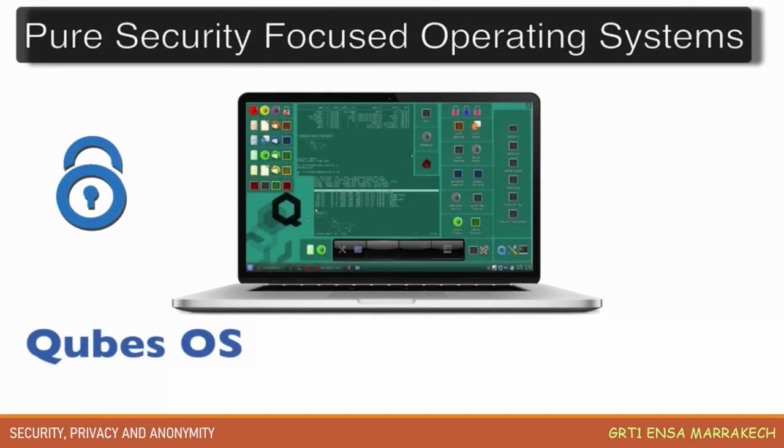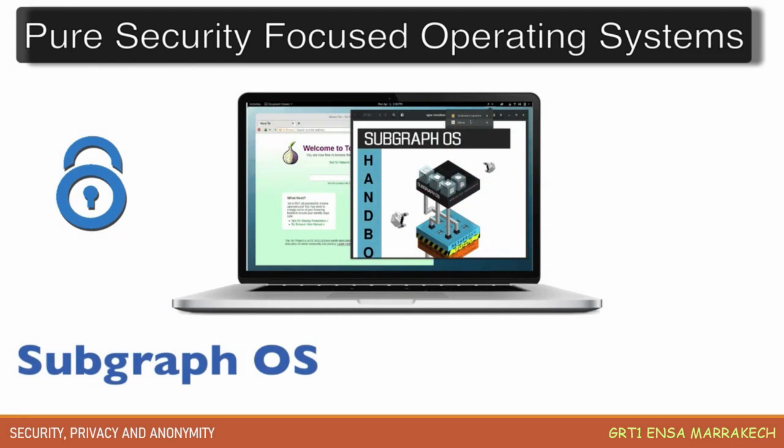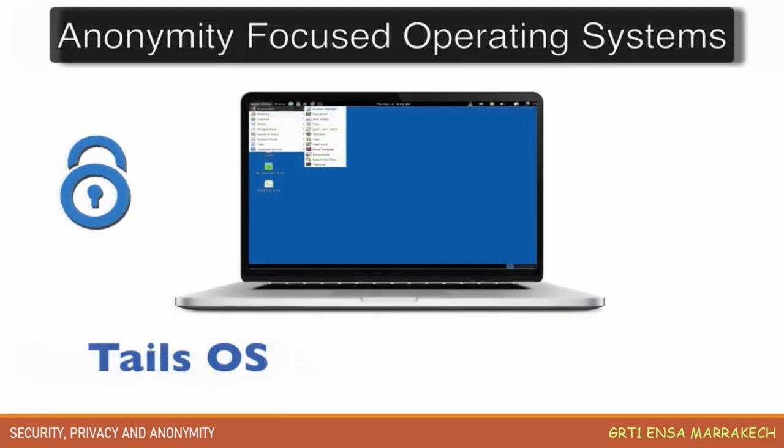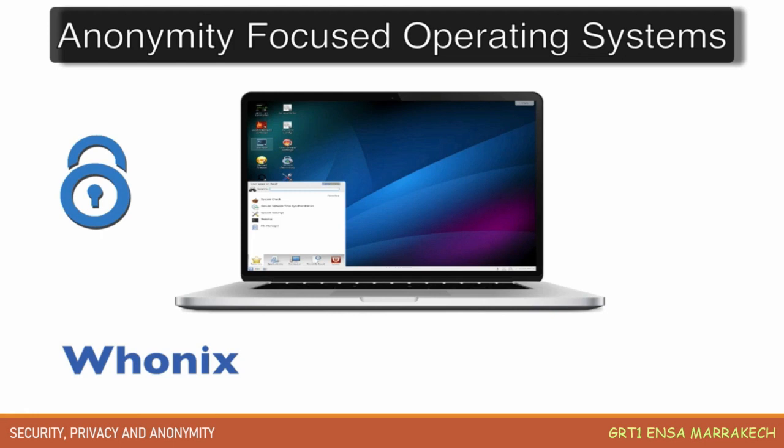Qubes OS is a security-focused operating system. The same as Debian, it's not compatible with all hardware, but if you use Librem laptops, it should work fine. Subgraph OS is also a purely security-focused operating system. For anonymity, Tails is one of the most known operating systems, but it's also the main targeted operating system by the government. Unix is also an anonymity-focused operating system.